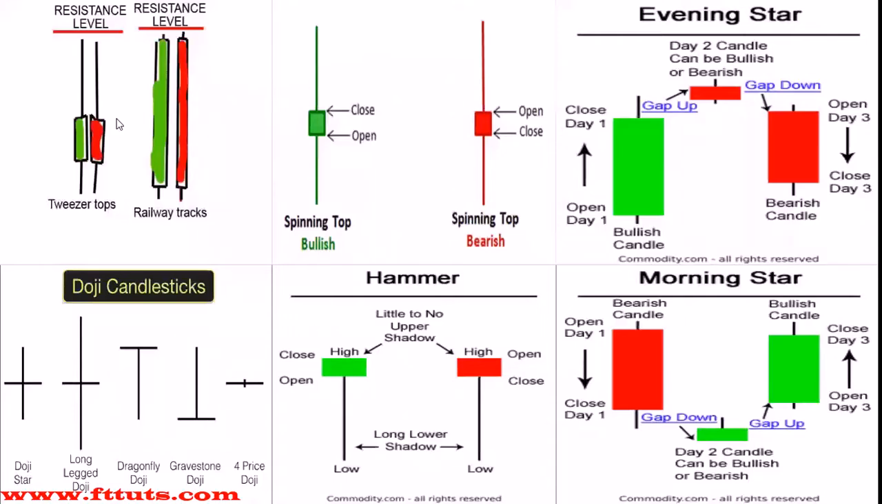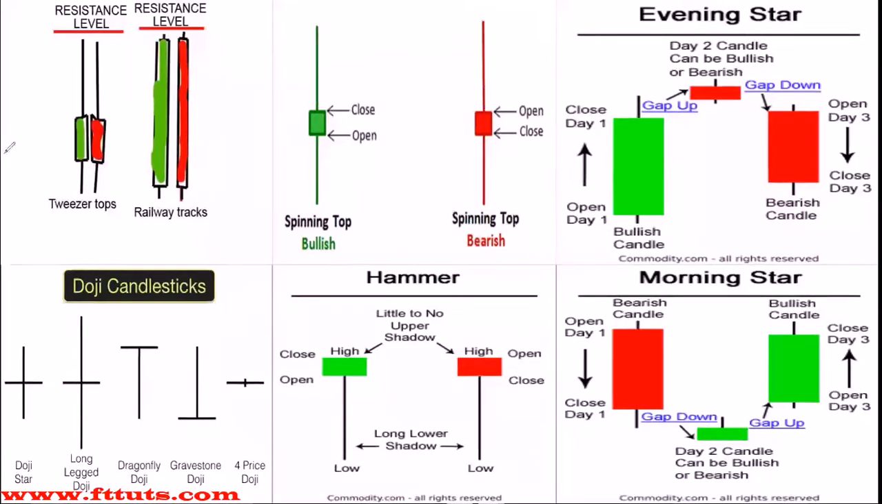So right here, this is our tweezer tops. This is when two pins are basically at the same level, and they reject off of it like that. And then they can be kind of like a spinning top or bearish top right here, where it's a small body and two tweezers like that.